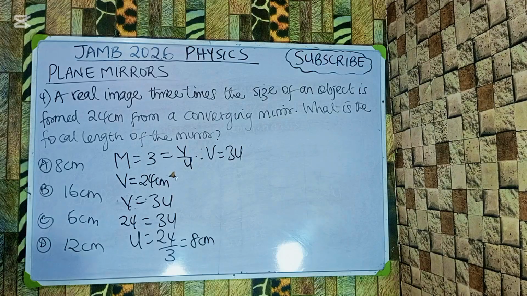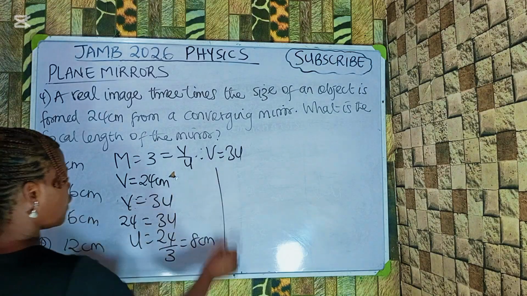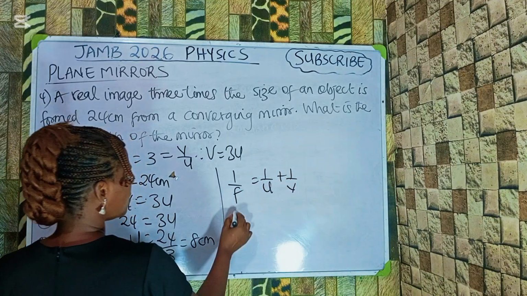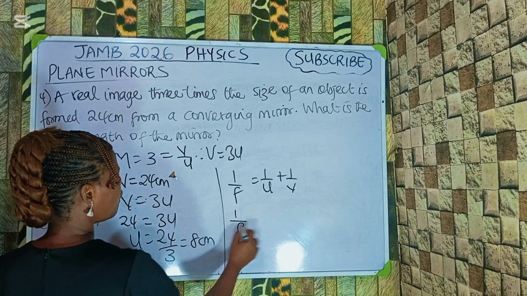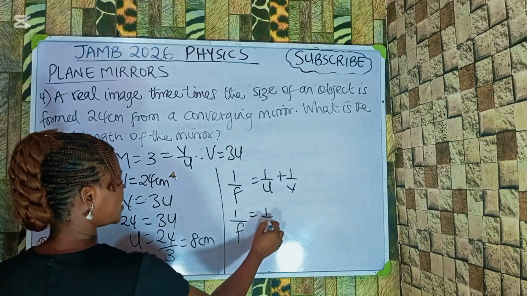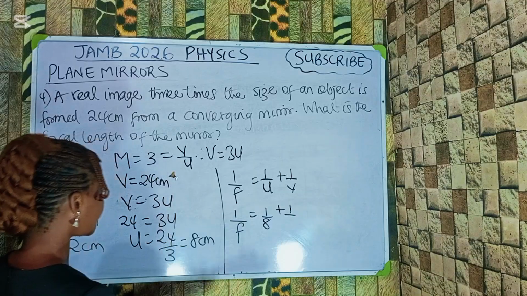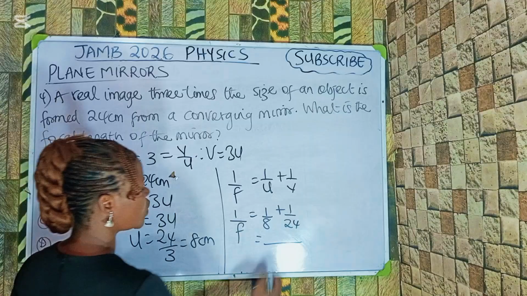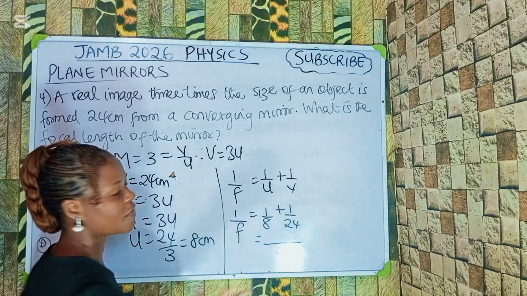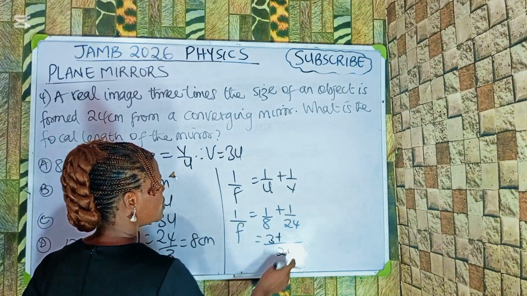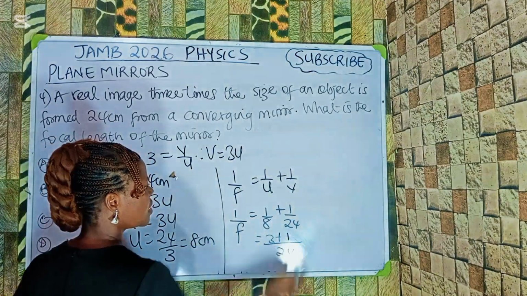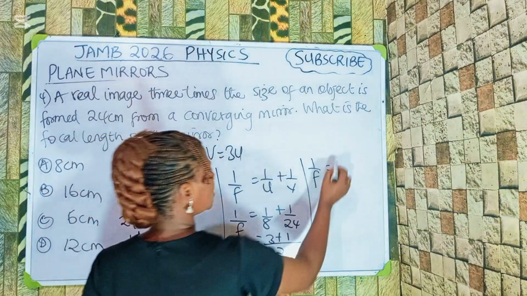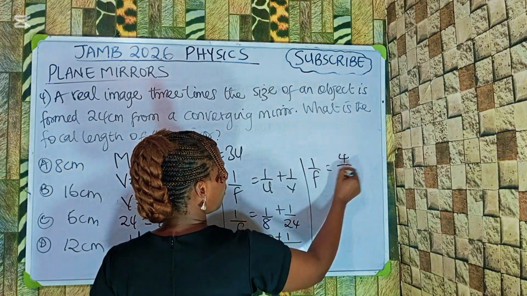Now with this, I can get my focal length. I'll use my mirror formula, which is 1/f equals 1/u plus 1/v. So 1/f, where f is what I'm looking for, is equal to 1 over 8, which is u, plus 1 over 24, which is v. So what is the LCM? The LCM is 24. So this gives me 3 times 1, that is 3, plus 1. So I'm going to have 1 over f equals 3 over 24. Okay, sorry, that will be 4 over 24.